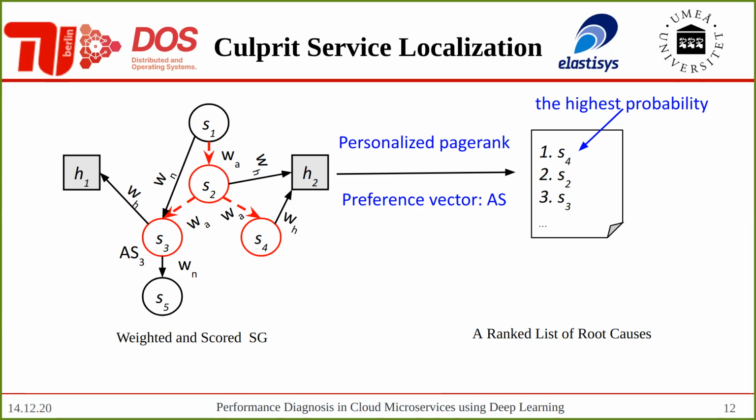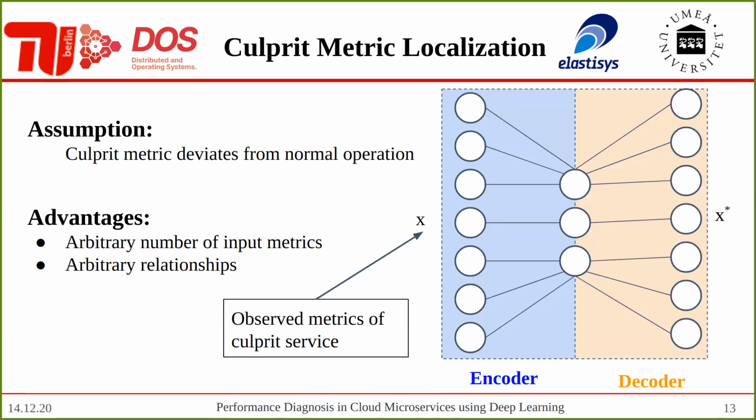Next, for each culprit service, we apply the culprit metric localization. In this step, we adopt the autoencoder. The underlying assumption for this method is that the culprit metric should deviate from its normal operation. This is quite straightforward and obvious: if there is an anomaly in one metric, there should be some deviation from its normal status. And there are two main advantages for applying an autoencoder in this culprit metric localization.